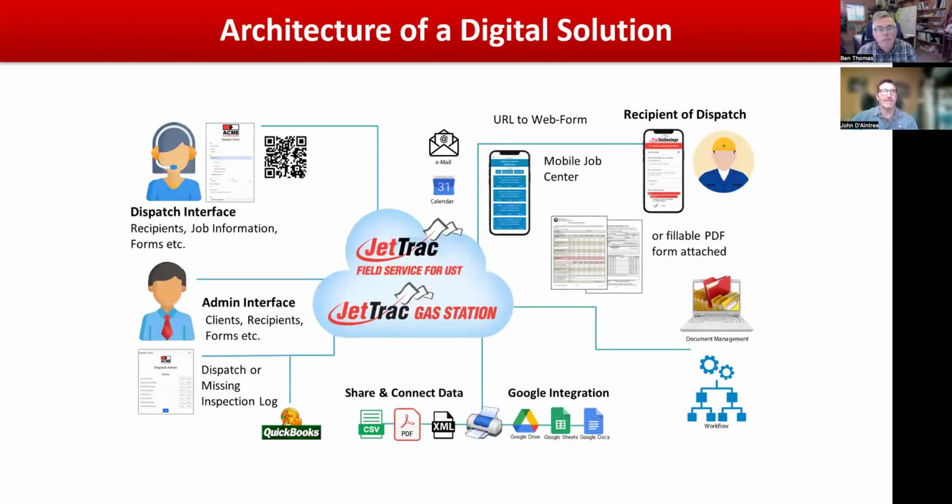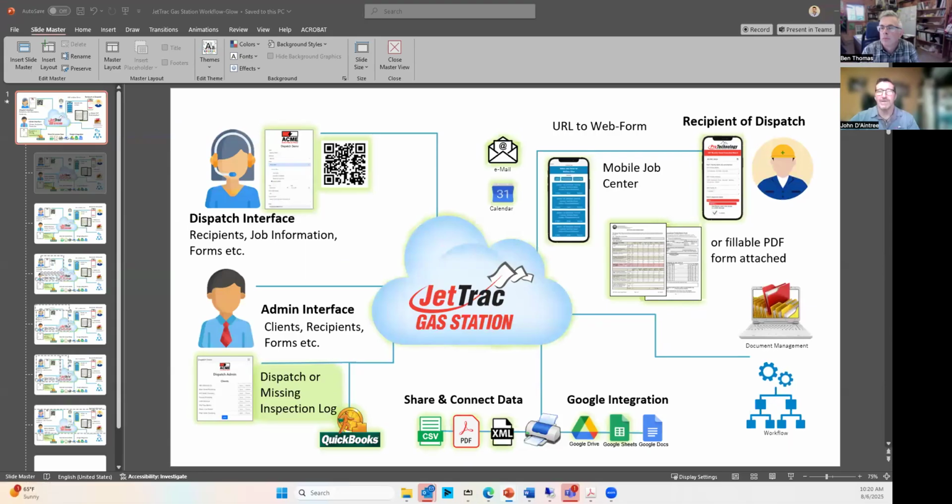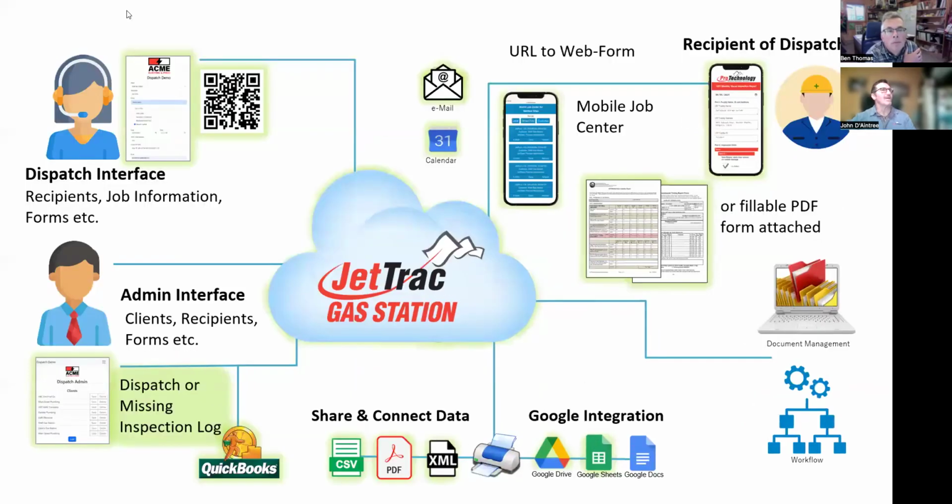All right. Okay, so I'm going to jump out of this and go quickly to here and give you an overview of the architecture of the solution and how it works. The JetTrac Gas Station is a server in the cloud, and we will populate it with all your information about your gas station or gas stations. If you want, we can give you the administrative tools and you can do it yourself, but typically we'll do that for you.